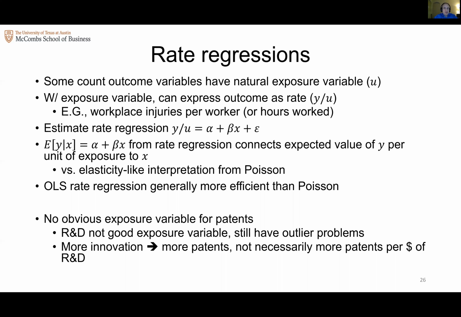And you're still going to run into potential outlier problems, where you're going to have companies that are putting out lots and lots of patents, but maybe do very little R&D. And so you're still going to get this really skewed distribution in that sense.